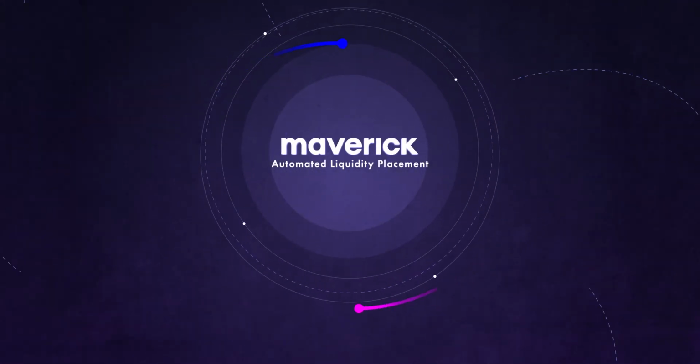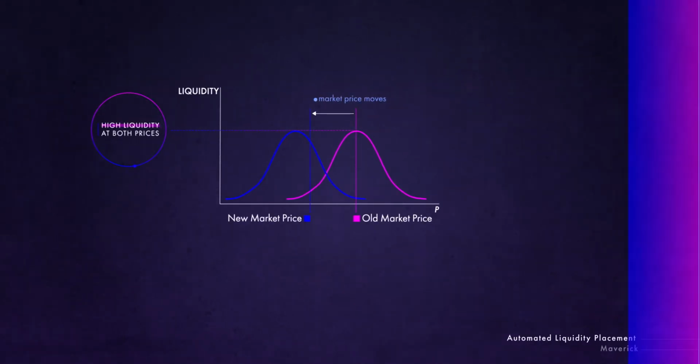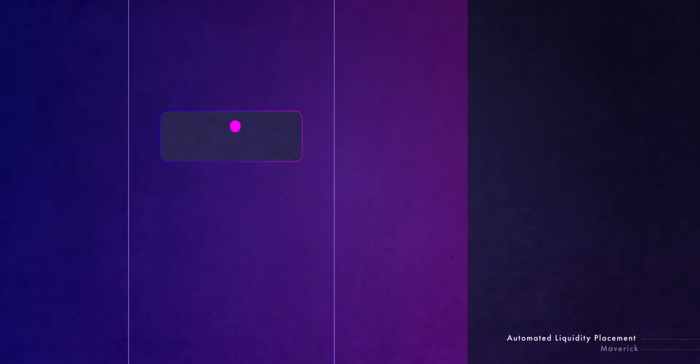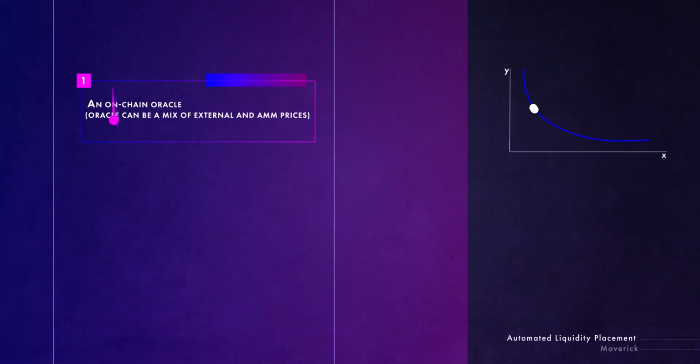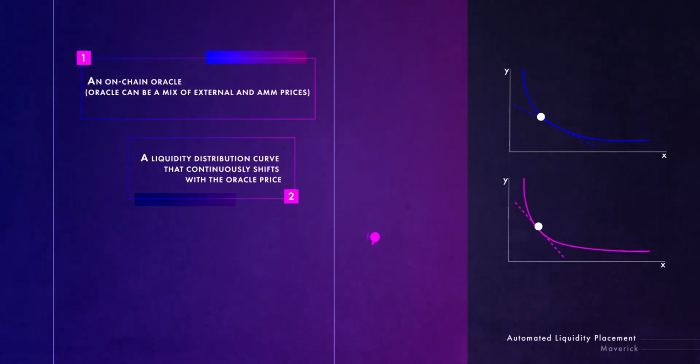The Maverick-Gaussian ALP solves this problem. Mav reimagines liquidity concentration by building in rebalancing from the beginning. Mav does this with two mechanisms. One, an on-chain oracle. Two, a liquidity distribution curve that continuously shifts with the oracle price.